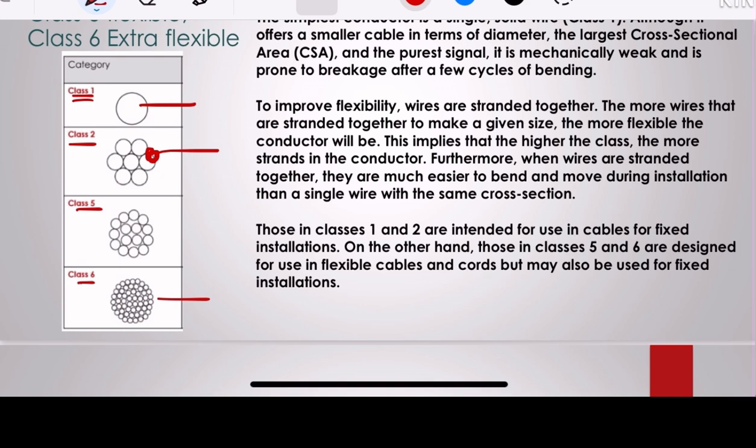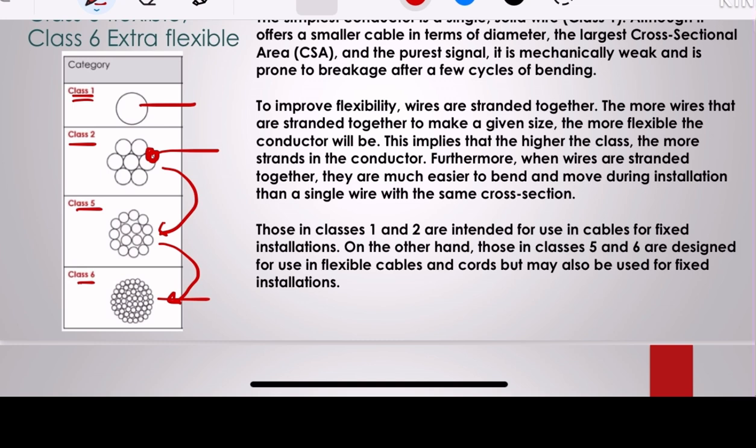Class 2 is a flexible conductor but not as flexible as class 5. Class 5 is a flexible conductor but not as flexible as class 6. Hope you got the difference between class 1, class 2, class 5 and class 6.